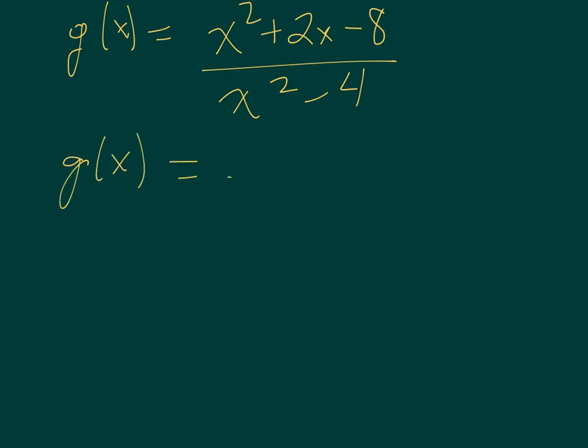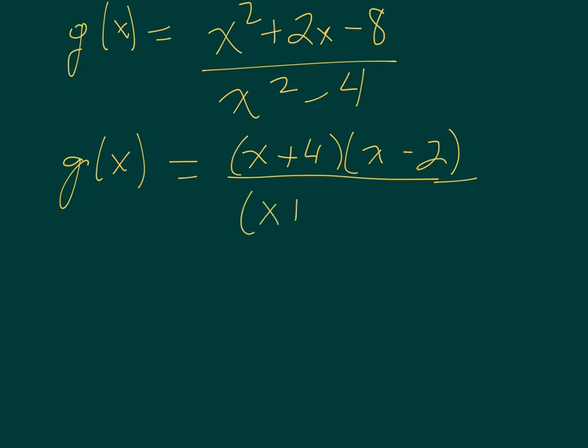So if I factor this, I've got a trinomial on top. This is where it helps if you're able to factor quickly. Okay, I can put x and x because my leading coefficient is 1. I'm looking for the factors of negative 8 that add up to a positive 2. So that's going to be a plus 4 and a minus 2. And then the bottom, this is the difference of squares, so this will be x plus 2 and x minus 2.